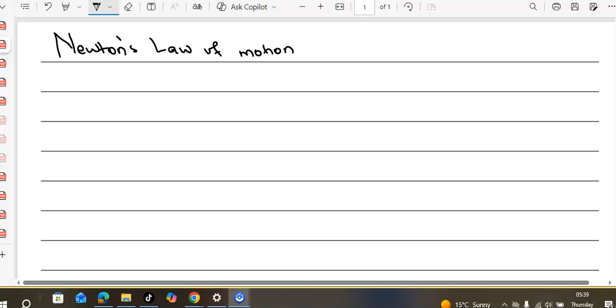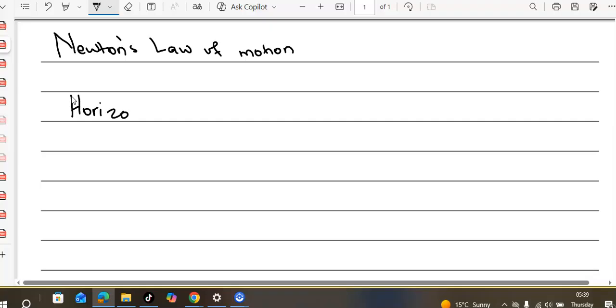Will make sense. Most of the things will make sense. So now, let's start with the horizontal, because now the horizontal plays a very important role in Newton's law of motions, okay?